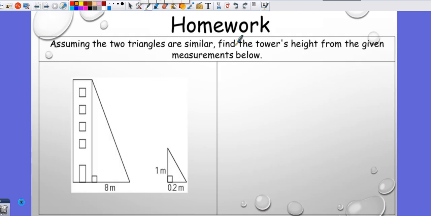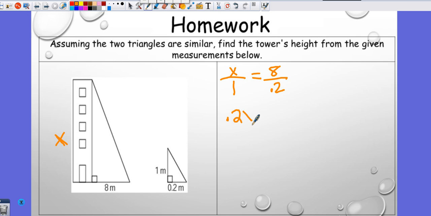Okay, so the next question says, assuming the two triangles are similar, find the tower's height from the given measurements below. So they are similar. I'm sticking the x right here. So I'm going to say x over 1 equals 8 over 0.2. And we'll put the units on at the end.